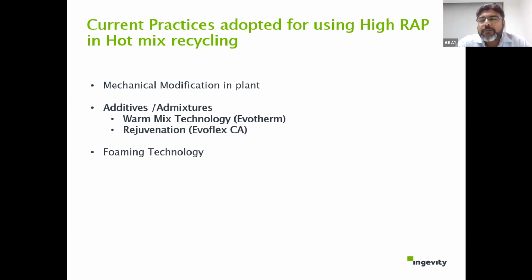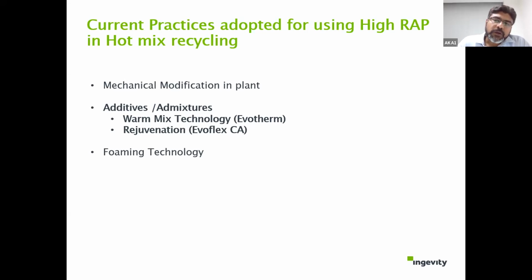And there are a lot of people working to address that, even from various companies who make plants and machinery. The second thing is using additives and admixtures. Foaming is also a technology where you can reduce the temperature. The idea is simple: I don't want to expose my RAP, which is already heated, already aged, and has already lost all its volatile material.